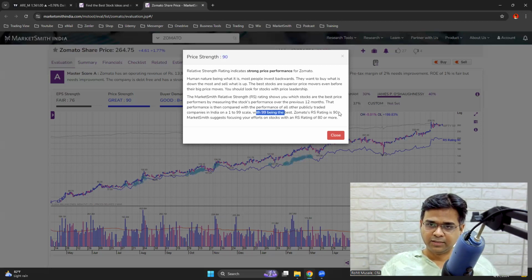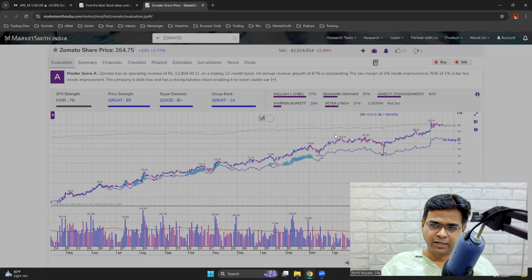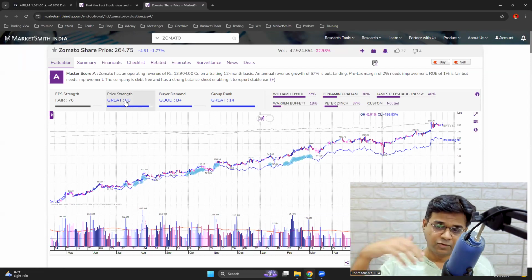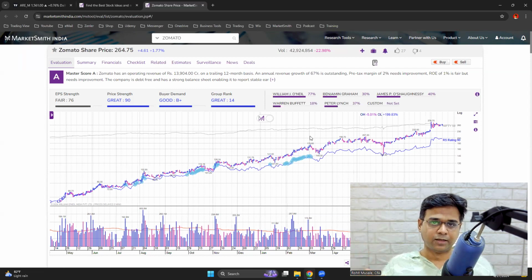Zomato's RS rating is 90. MarketSmith suggests focusing your effort on stocks with an RS rating of 80 or more. So they recommend 80 or more. But 90 is very superior. 90 is very good. More than 95 is super good. So this is called relative strength. And as you can see, the price has been consistently going up since the past 1 year. That is what is contributing to the relative strength.